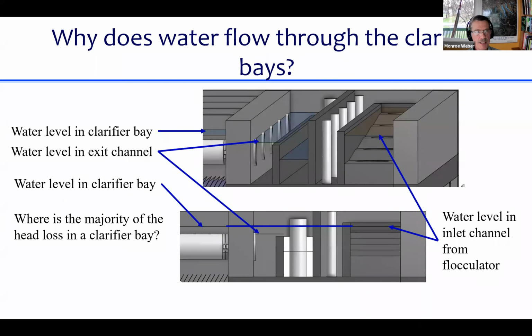We're looking for something that would cause head loss between where the water is in the clarifier bay and where it exits by going through these holes. There are little orifices, you can just barely see the outline of them, orifices in the outlet manifold, and then the water flows through that outlet manifold and gets to this channel. Where might there be head loss?